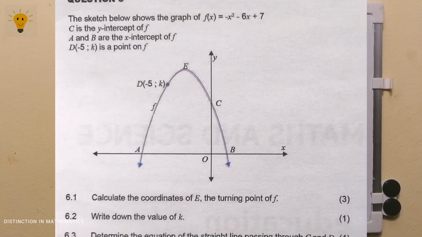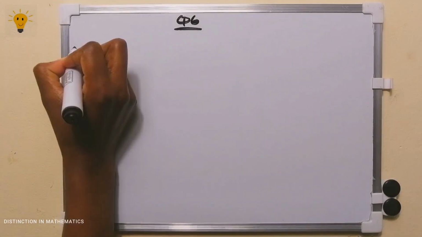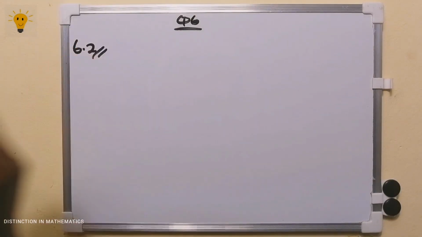6.2 is write down the value of k. K is the y-coordinate of the point D, which lies on the graph. So what we're going to do is find out what is the value of y on the graph, where x is minus 5. The easy way to do that is to substitute minus 5 as an x value on f at x and solve for y. So let's do it together.